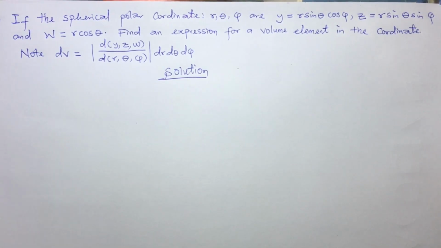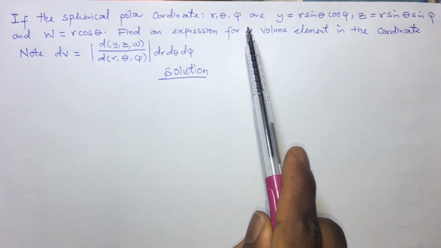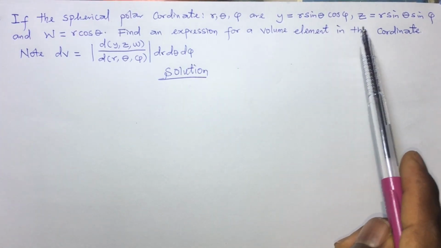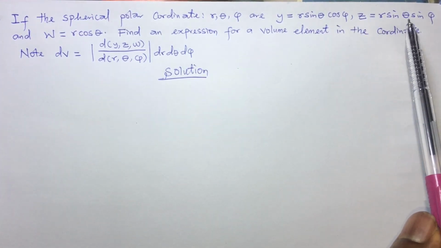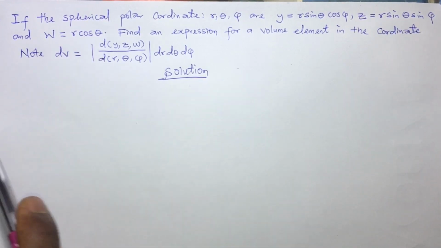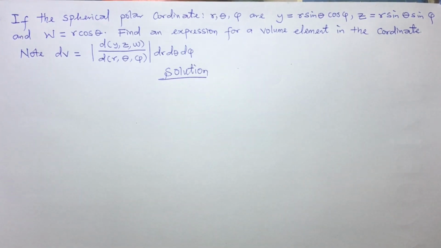So to deal with this particular problem, we are being asked if the spherical polar coordinates r, theta, phi are y, which is equal to r sin theta cos phi, z, which is equal to r sin theta sin phi, and w, which is equal to r cos theta. Find an expression for a volume element in the coordinates. Now, in other words, we are being told to look for the Jacobian of this particular problem.